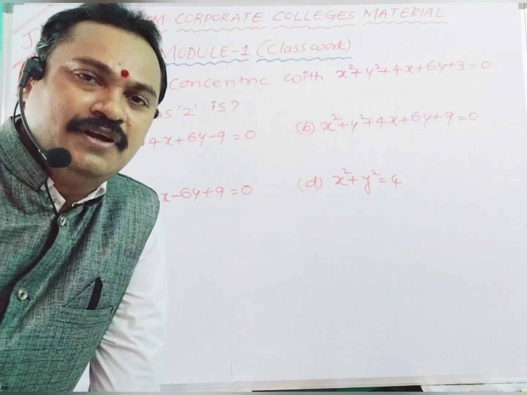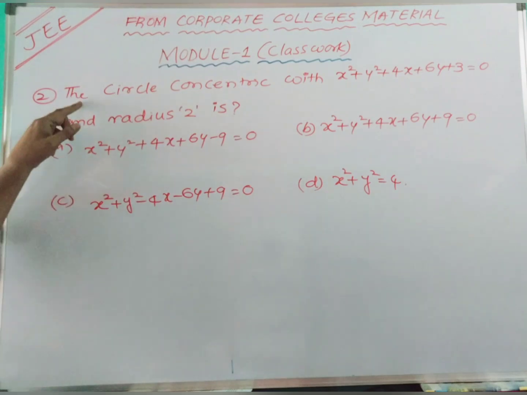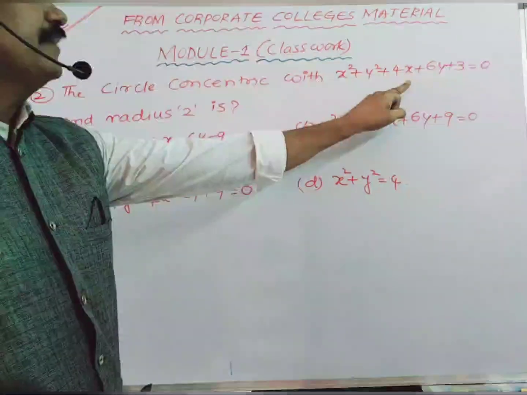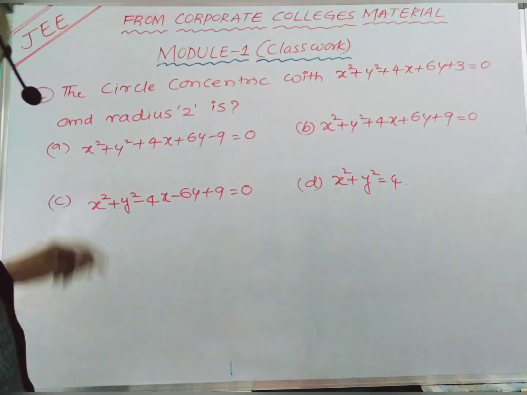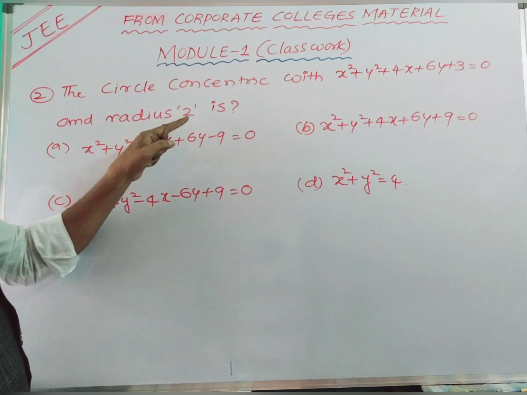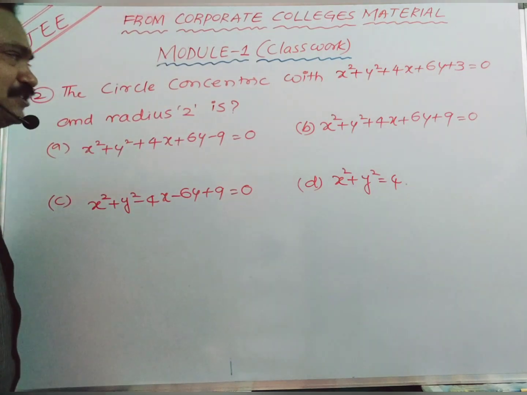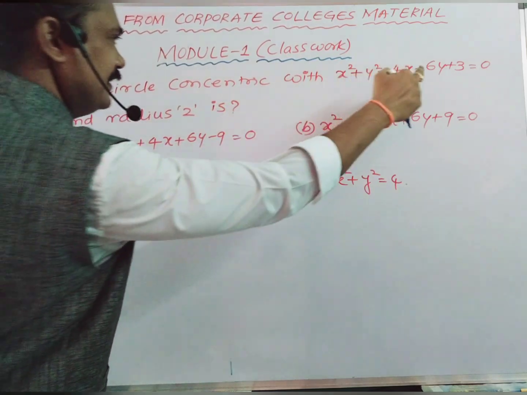Okay. Next question is: the circle concentric with the circle x square plus y square plus 4x plus 6y plus 3 equals 0, and which has radius 2 units, is. Okay? Read the question one more time.